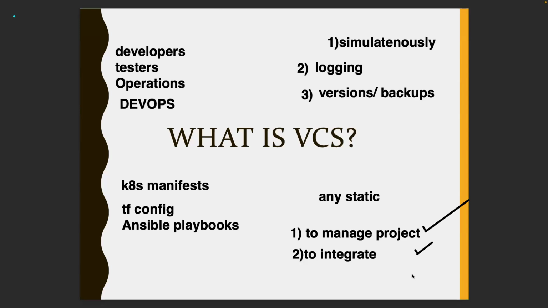Am I clear on who should use it? Any static file can be version controlled. If it is a developer, it could be Java files, C Sharp, Perl, PHP, Python, or if it's a DevOps engineer, Kubernetes files or Terraform or whatever, or script files for anyone else, or testers, they will have their test scripts. Any simple text files can also be version controlled.